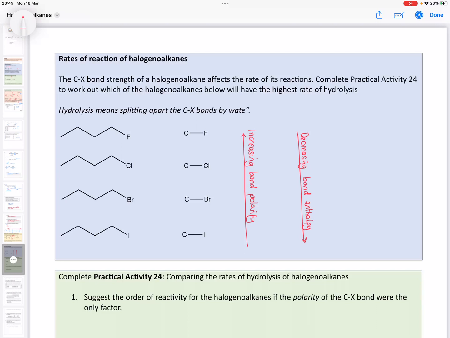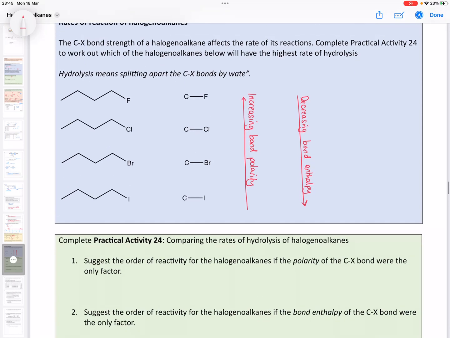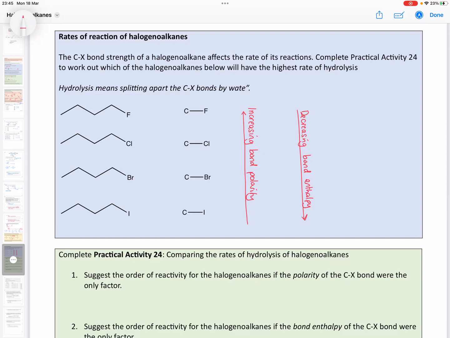So let's have a look at some of the questions regarding this practical. In this practical you put together in some test tubes some silver nitrate solution and some of the halogenoalkane in an aqueous solution with a little bit of ethanol to help the two to mix together. Then you observed how quickly a precipitate was formed. The precipitate that would form if the C-Cl bond was broken would be silver chloride, which is a white precipitate.